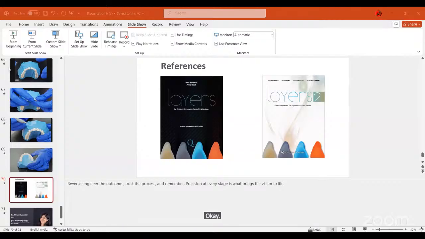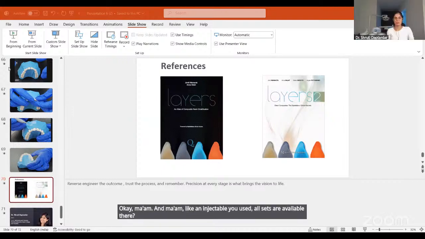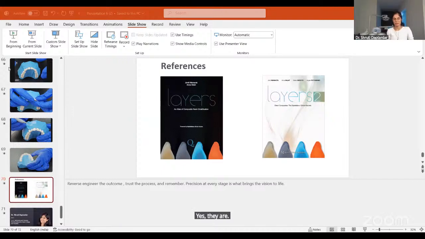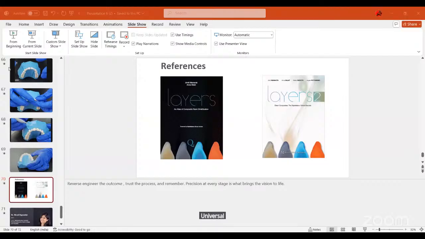Okay, ma'am. And ma'am, the injectable you used, are all shades available there? Yes, they are. All the shades are available. Injectable comes in universal shades, and A1, A2, A3, AB.